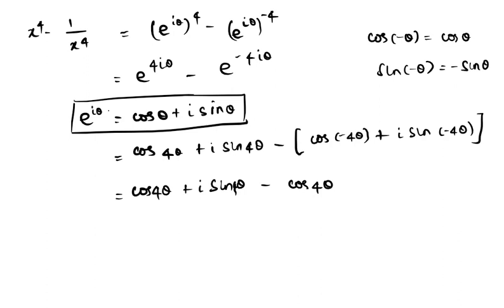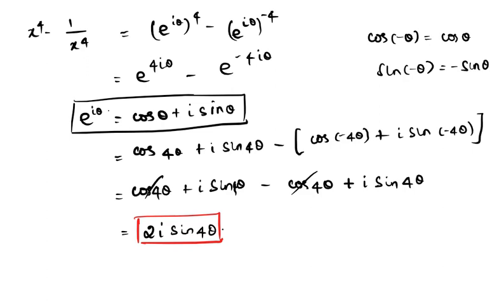So already we have minus here. So minus into minus will become plus i sin 4 theta. Now look into this. We have cos 4 theta minus cos 4 theta, so this will be cancelled and we are left with 2i sin 4 theta, which is the answer for the given question. So we have two parts of the answer. The first part is for x power 4 plus 1 by x power 4, which will be equal to 2 cos 4 theta. And for x power 4 minus 1 by x power 4, we will have 2i sin 4 theta.